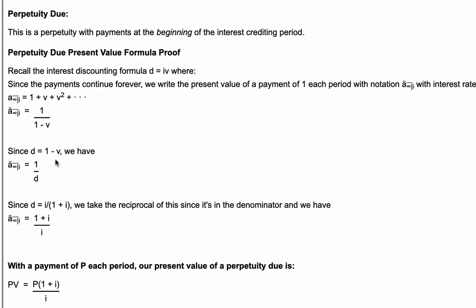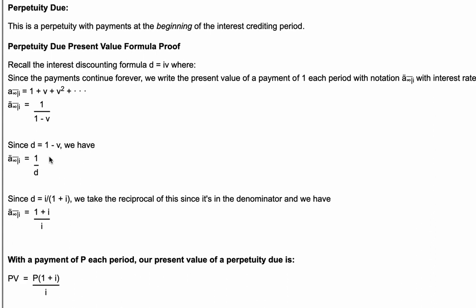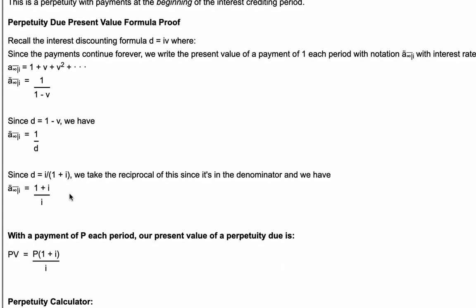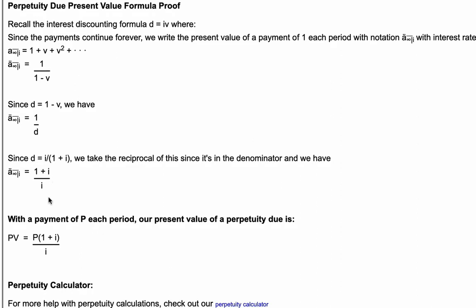And if you recall from the d-i-v formulas, the discount rate d is also equal to 1 minus v. So we have the present value as 1 over d. Now, here's what's fun. d also equals i over 1 plus i. Since it's in the denominator, we can take the reciprocal of this and multiply it by the payment, and we get P times 1 plus i over i as the present value of a perpetuity due. So those are the two types of perpetuities, the proof of the present value formula as well as the present value formula.